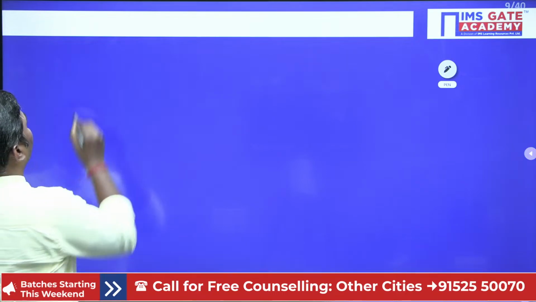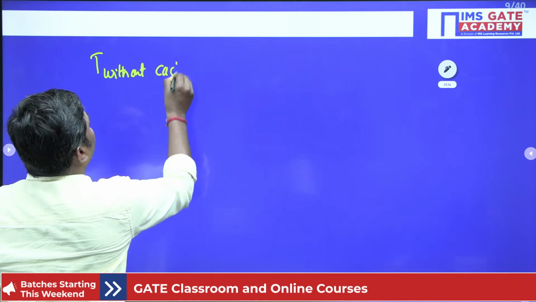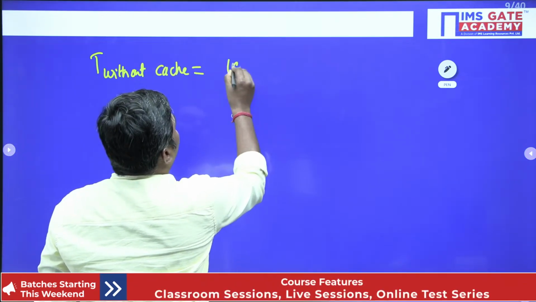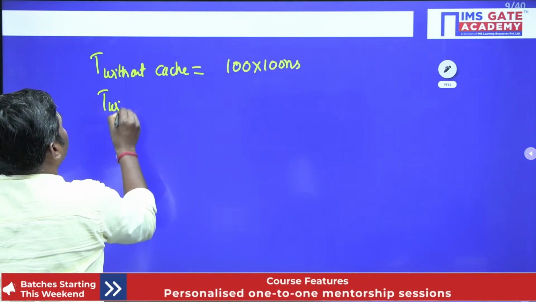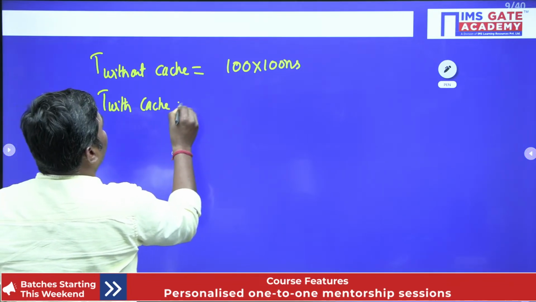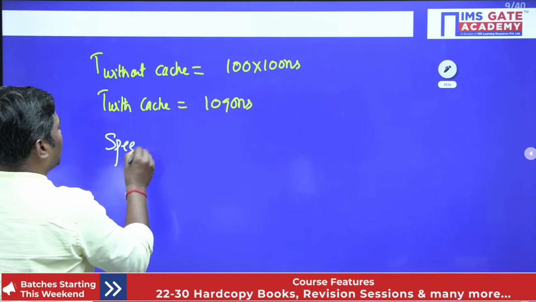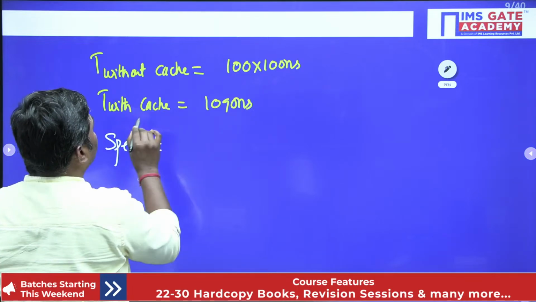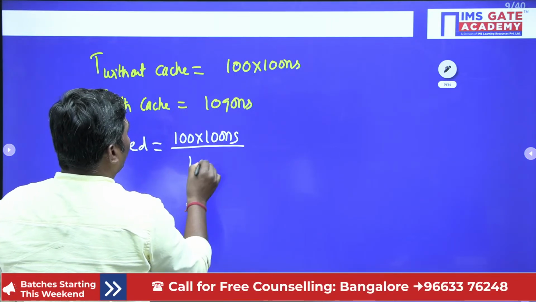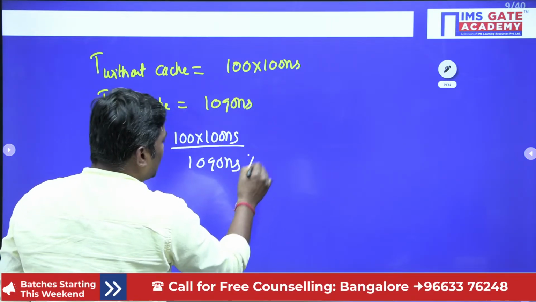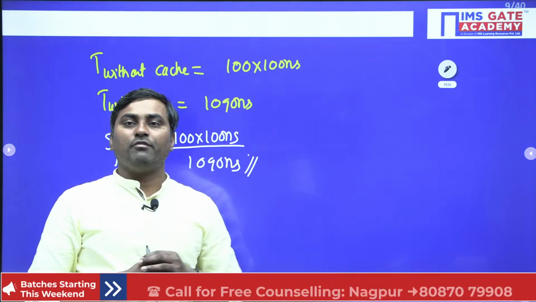Suppose I want to write the time without cache memory for that particular instruction, how much happens? 100 into 100 nanoseconds happens, right? Now time with cache memory, how much happens? 1090 nanoseconds, right? Now if I want to check the speedup, the speedup we achieved is time without cache divided by time with cache: 100 into 100 nanoseconds divided by 1090 nanoseconds. Can I do it or not? It will give this many times faster than without cache memory. This is giving the speedup factor.